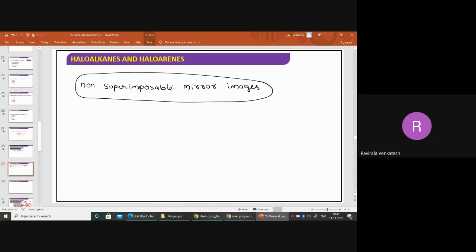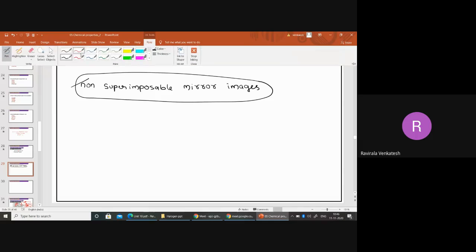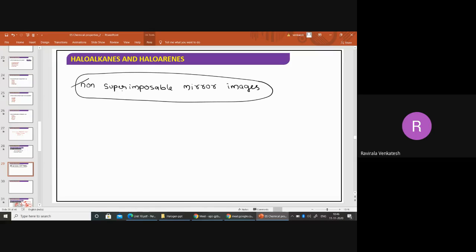What is an enantiomer? Give a suitable example here. Now, the definition we can see: non-superimposable mirror images are called enantiomers. Now, what is the meaning of non-superimposable mirror images? All of you put your right hand on left hand. Please put your right hand on left hand. What do you observe in that case, let me see now.